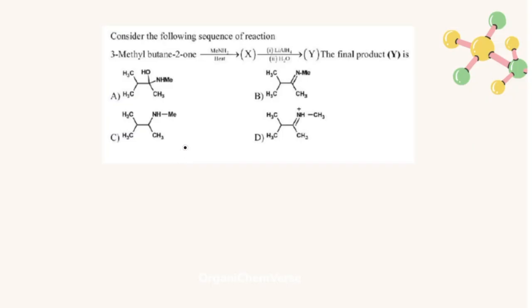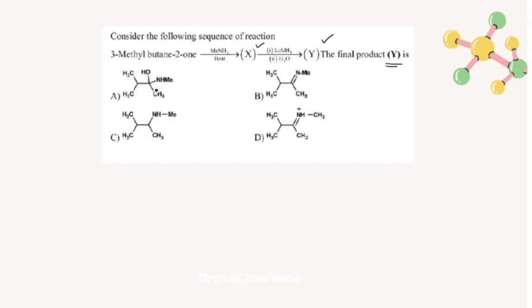Now, what is the question here? There is a reactant 3-methyl-butane-2-one. It is treated with methenamine under heating conditions. It is forming product X, which upon reduction followed by hydrolysis is forming product Y. So what is the final product Y?